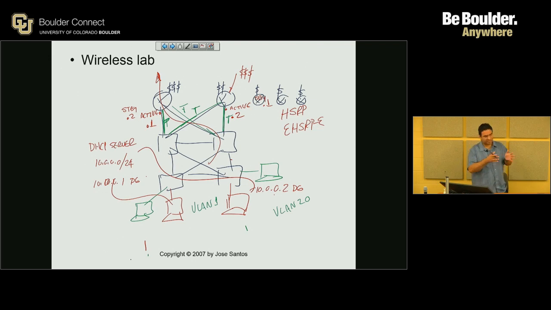When you do HSRP or VRRP, all the devices have to be exactly the same capacity because you don't want one to die, hand over to the other device, and that guy is dropping 50% of your traffic. So in HSRP, VRRP, you have to be linear. You have to be equivalent all the time. Not only that, you sometimes have to have the ability to handle all the traffic for all the users without dropping packets. So you're still putting money on the table that you're never going to recover.